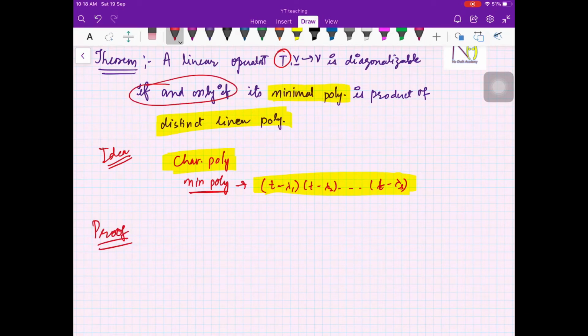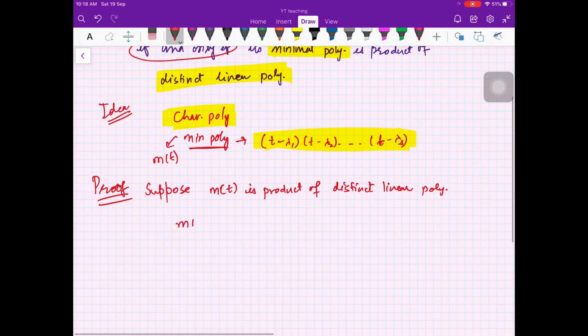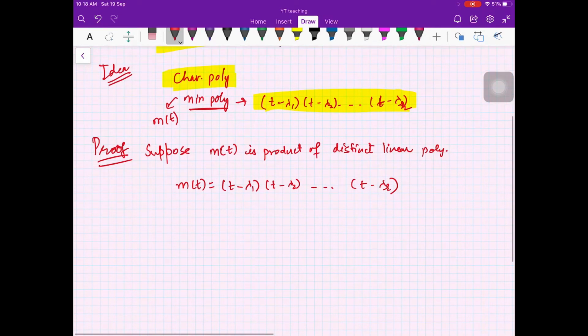Because I want to prove if and only if, I will go both ways. First of all, suppose I assume that the minimal polynomial, which I am calling m(t), is a product of distinct linear polynomials. If I assume this, then m(t) is equal to (t minus lambda 1)(t minus lambda 2) up to (t minus lambda r), where the lambda i's are distinct scalars.